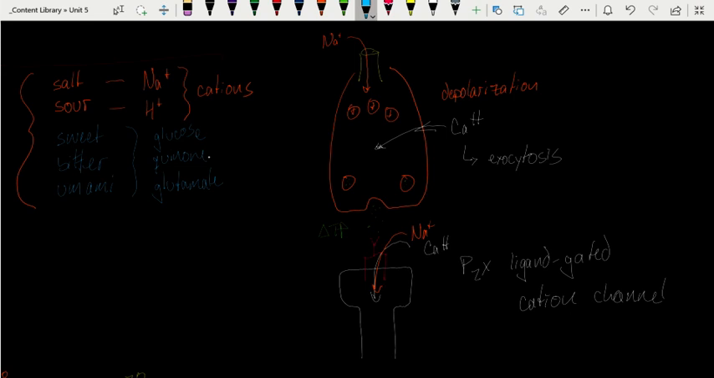Of course, these are not ions, and that presents a little bit of a problem because it was easy to allow cations into the cell and cause depolarization. But that doesn't work here. So for these three, we have to use G-protein coupled receptor signaling in order to get it done. So let's come over here and see what this would look like.